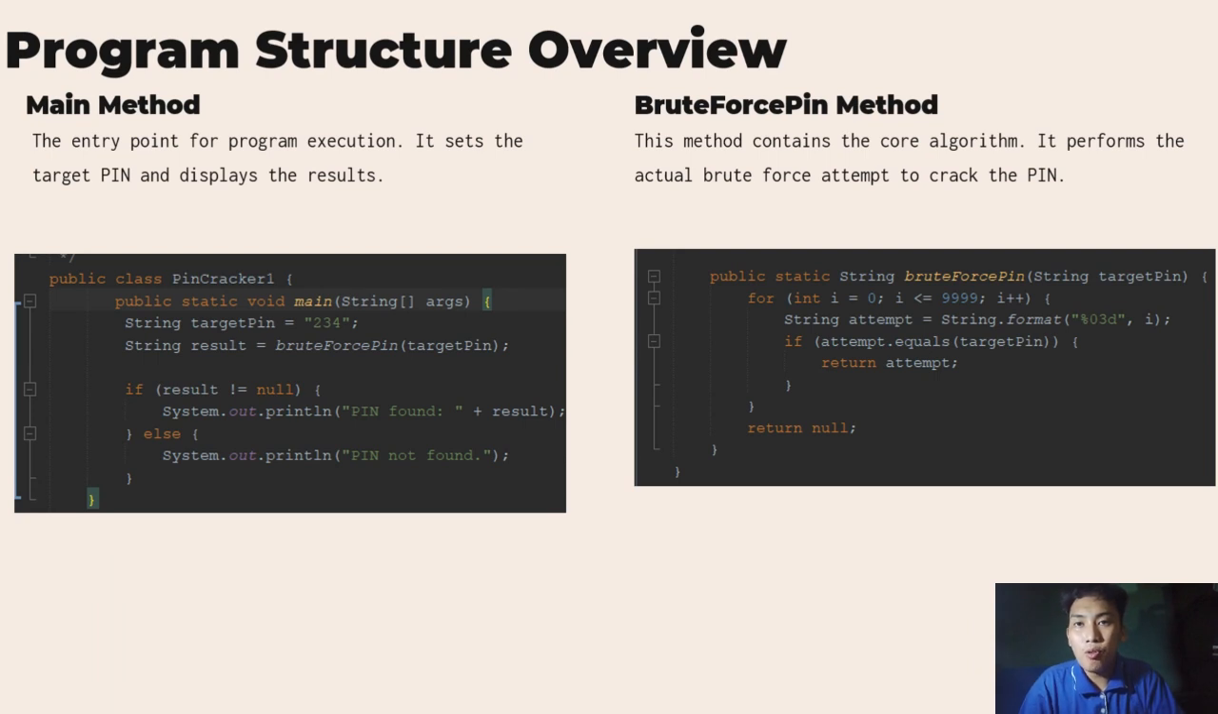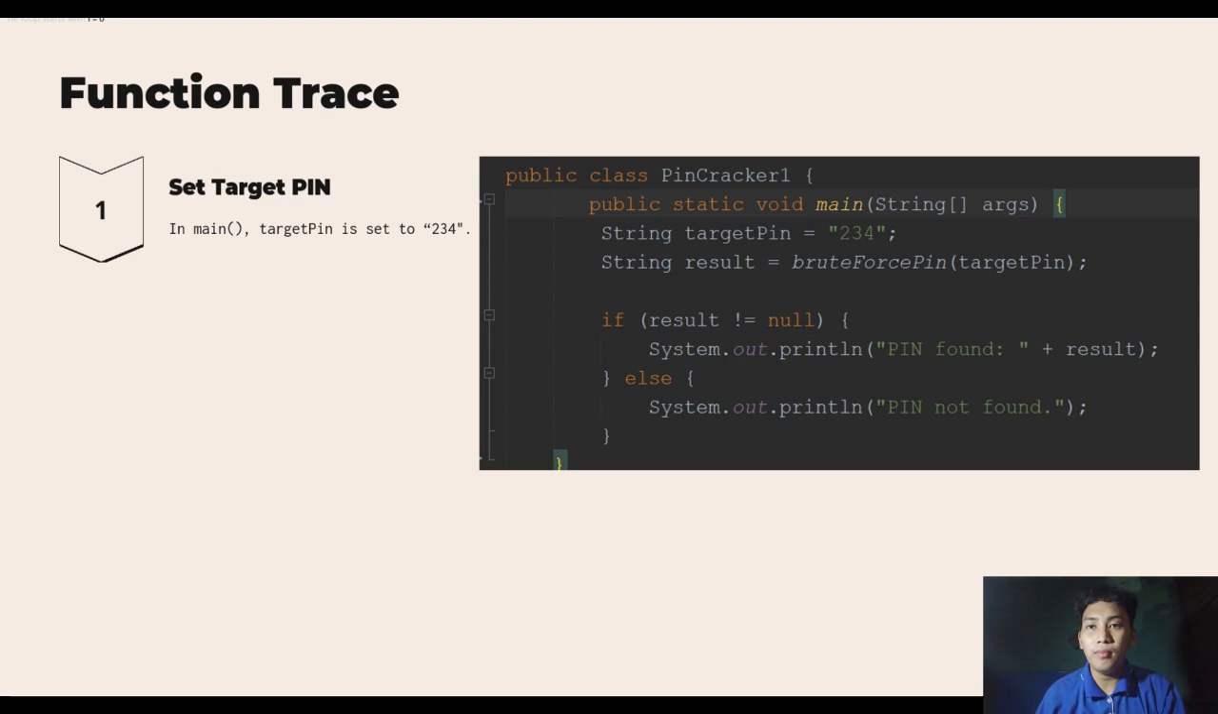Before we begin our trace, let's recall that our program has two methods: the main method that sets up the target pin and displays results, and the brute force pin method that performs the actual pin cracking. We'll trace the execution with our example target pin 234 and observe all variable values throughout the process. Now, let's trace through the brute force pin method.